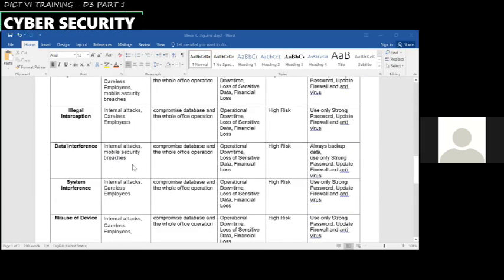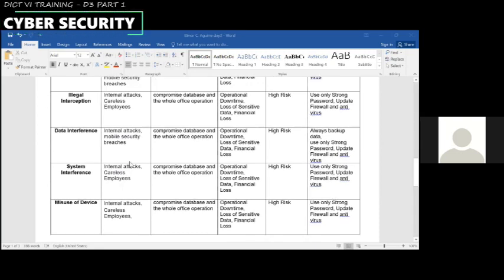Data interference. So mobile security, internal attacks, still internal attacks. So always back up data. Okay. Use strong passwords, update your password. Then system interference. So it will destroy the applications being used. So this is not in terms of security theft. What they are after is to disrupt the operations, not steal data.